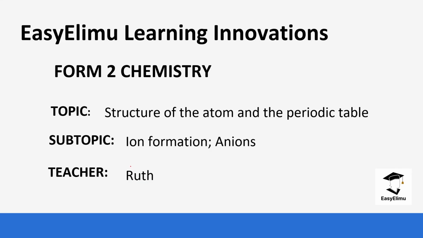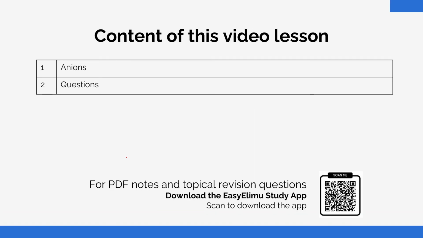My name is Ruth, and today we are going to be looking at the topic structure of the atom and the periodic table, and we are going to look at ion formation. Last week we talked about cations, so today we are going to be looking at anions. For our lesson, we will start with how anions are formed and how we can represent that in a dot and cross structure. And then you'll get a chance to do a few examples and close the session.